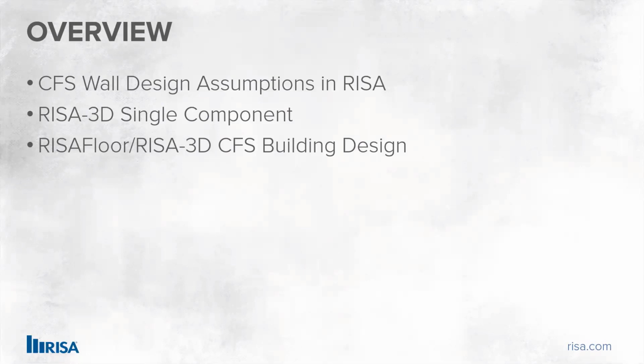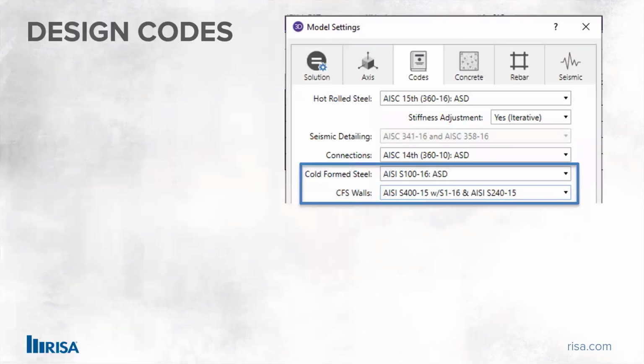I want to first start out with some of the design code information. We've had cold form steel in the program. We have a long list of cold form steel codes in there, AISI S100, and you'll see we have 16, but we go back several years. So it's been long-standing, with studs and different shapes, and even proprietary shapes are in there. So we have a lot of different cold form steel members. But what was added was the walls.